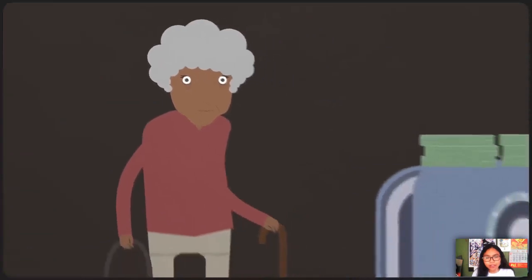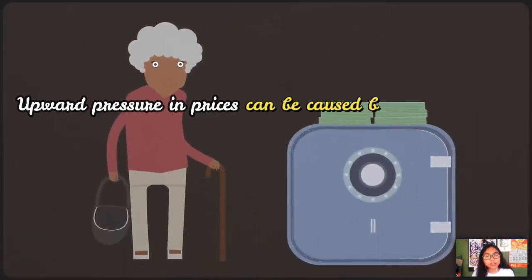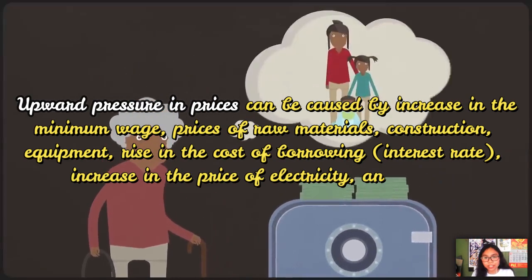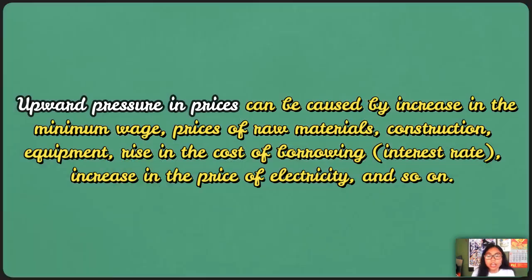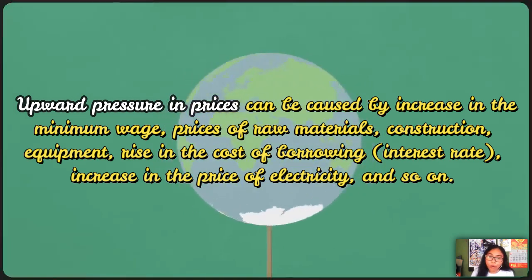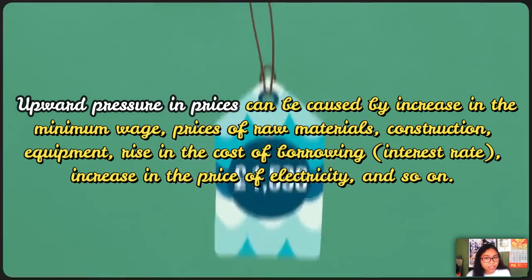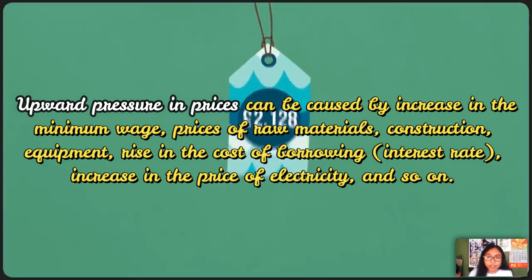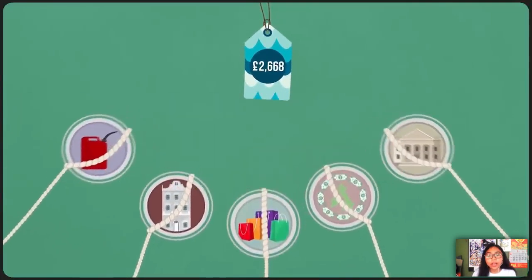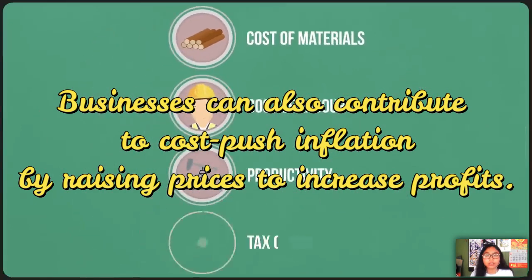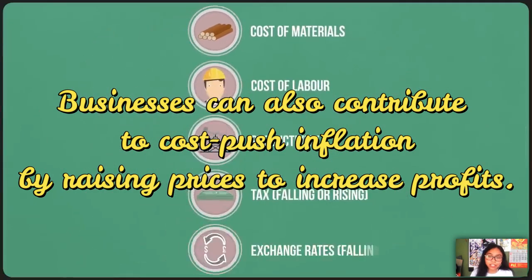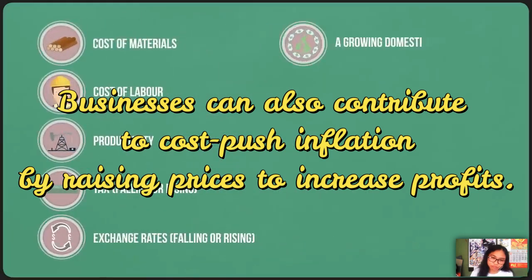This means that upward pressure in prices can be caused by increases in the minimum wage, prices of raw materials, construction, equipment, rise in the cost of borrowing or the interest rate, increase in the price of electricity, and so on. Businesses can also contribute to cost push inflation by raising prices to increase profits.